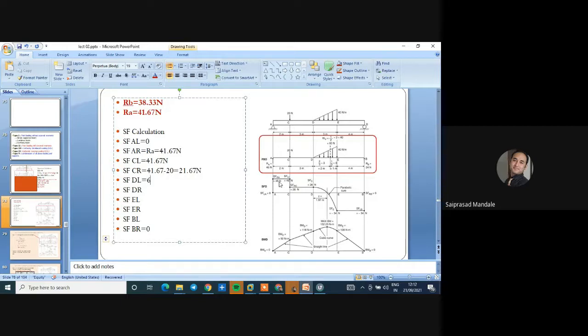21.67. Then left of the D is the same, 21.67. Then right of the D it is the same, 21.67 Newton. Now left of the E, it is 21.67 minus half into 3 into 40, which is 60. So it is 21.67 minus 60, which is 38.33 Newton.